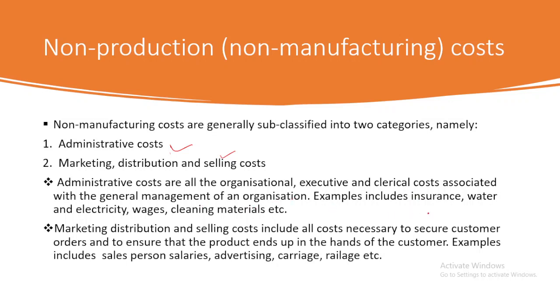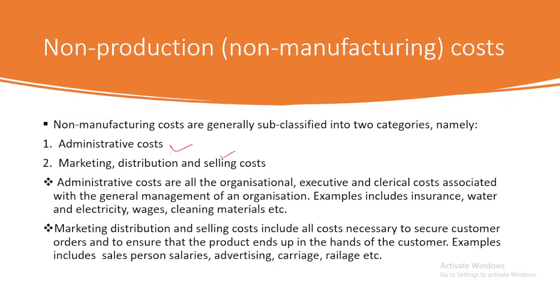Examples will include insurance, water and electricity for office uses, wages of our sales reps, our administrators, people who work in the stock room to buy stock. So those will be their salaries, cleaning materials, and etc. And then in terms of marketing, distribution, and selling costs, this includes all costs necessary to secure a customer order. So this includes your advertisement cost, your sales personnel salaries, and also carriage and railway costs, the transportation cost from the warehouse to our retail shop. So those will be the non-manufacturing costs that we're going to incur.